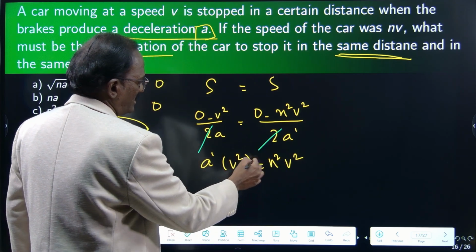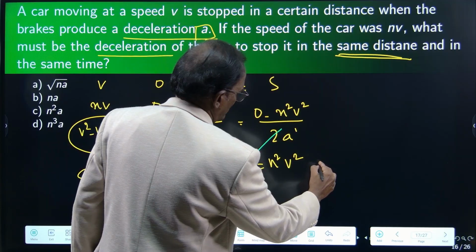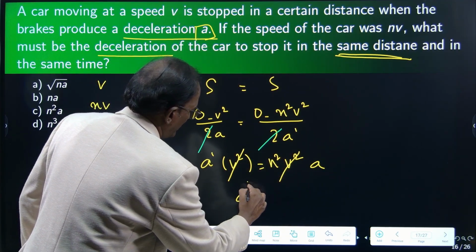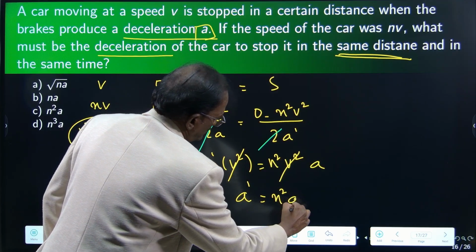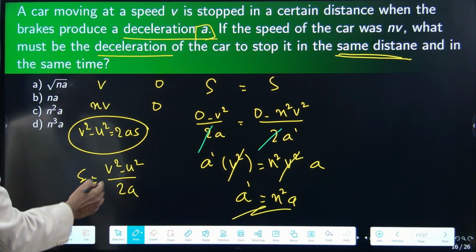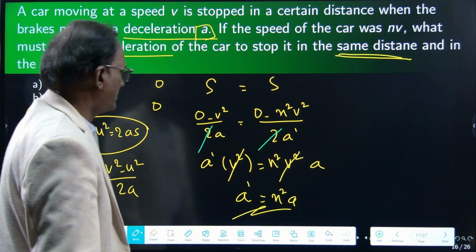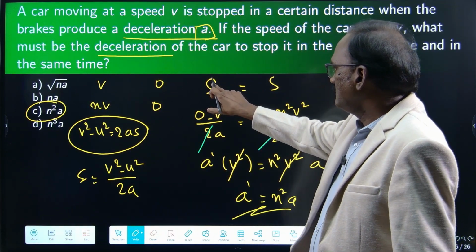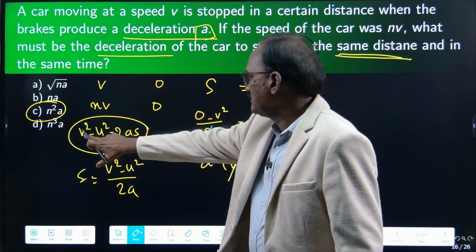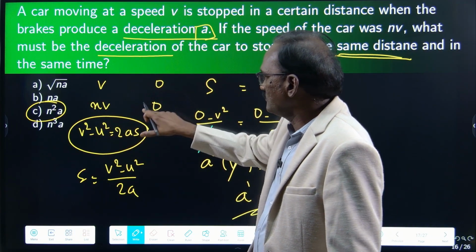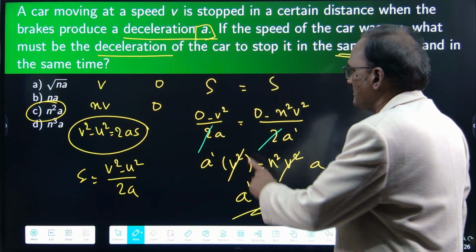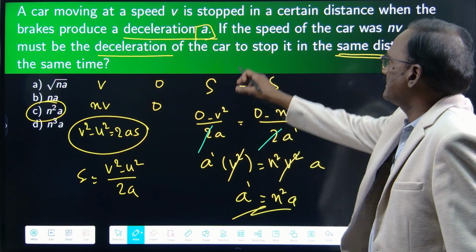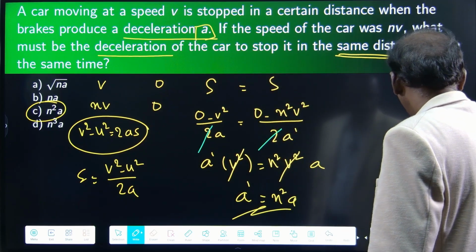A dash into v square is equal to n square v square into a. So v square is removed. So a dash is equal to n square a. That is the answer: a dash is equal to n square a, option C. The distance is the same, so I am writing this equation for the distance. Final speed is 0 in both the cases. Initial speed in the first case is v, in the second case it is n into v. A is given, a dash is asked.